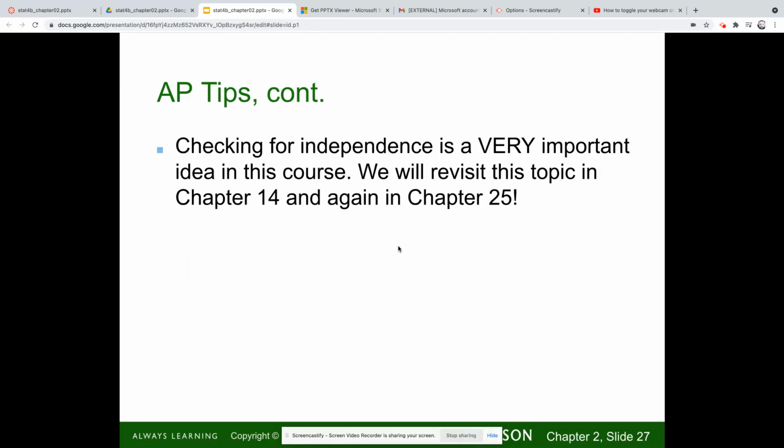Also, checking for independence is a very important idea in this course. We'll talk about that again in chapters 14 and 25. Independence is usually an even distribution of probability. In that Titanic example, if it was a 25% survival rate, then we can think of those as being independent. But because first class clearly had a much higher survival rate, it wasn't necessarily independent. There was something at play. Some parameter had an influence on those numbers. Okay?